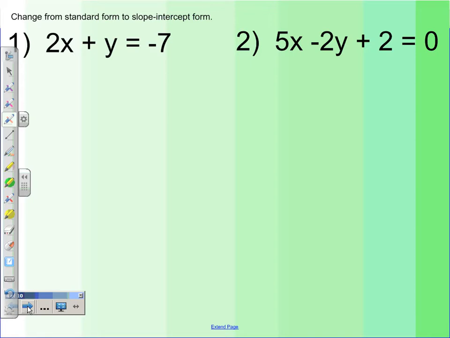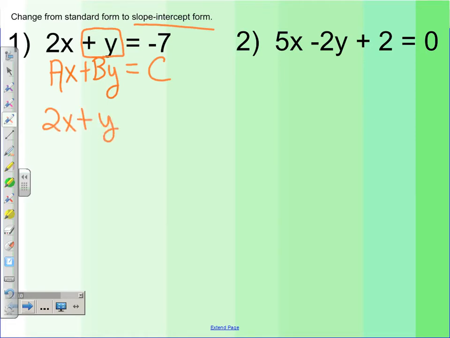So as you can see, we talked about the original equation in standard form would be ax plus by is equal to c, or the constant. As you can see, it's in the format standard form, and so we are going to change it into slope-intercept form. We know that any equation that's in slope-intercept form is going to be equal to y. So the idea here is to isolate y, or get it by itself. In order to do that, I'm going to subtract 2x on both sides of the equation.